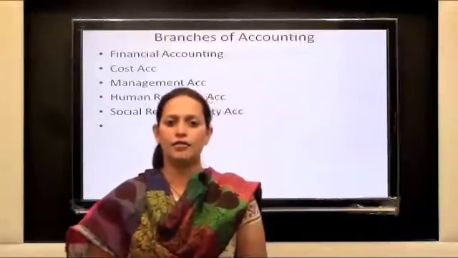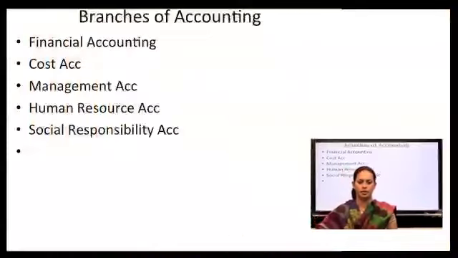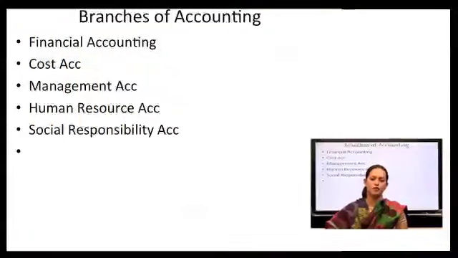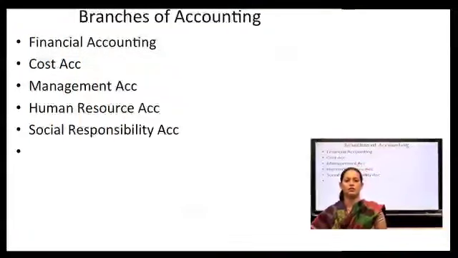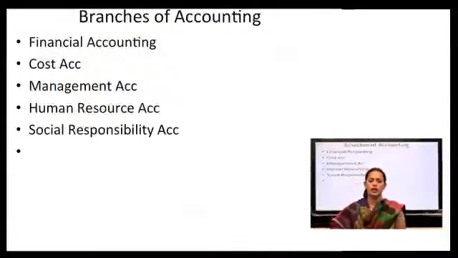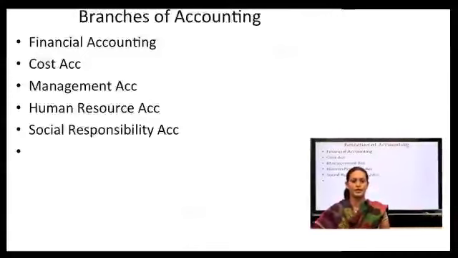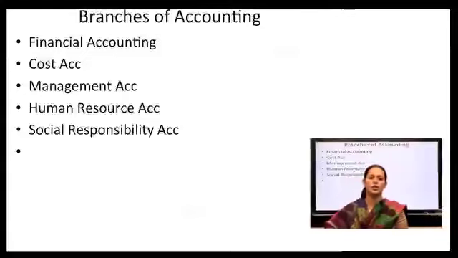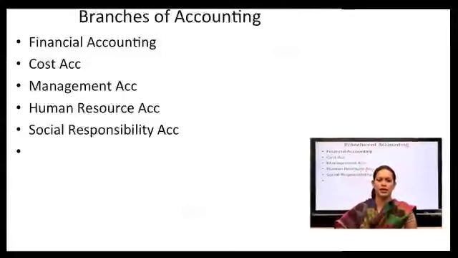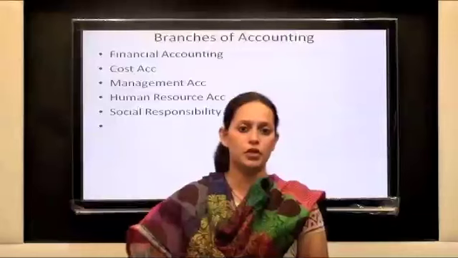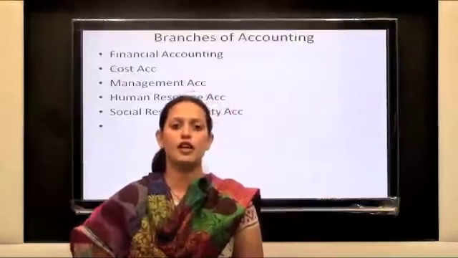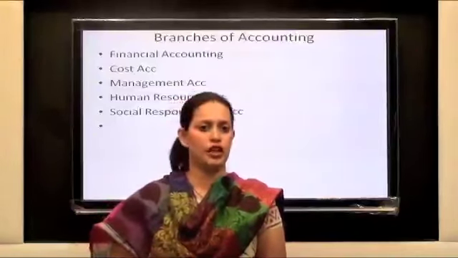We also have different branches of accounting. Now, just going through the branches, the first and the most important branch of accounting is financial accounting. When we talk about financial accounting, it basically shows us the financial position, as the name suggests. That is, it shows us what profit and loss the company has earned, what the balance sheet position is, which gives a true and fair view of the financial position of the company.